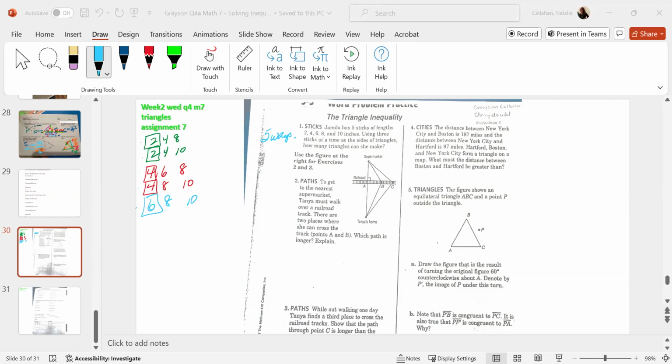But just to make sure, let's go ahead and ask. What are the lengths? 2, 4, 6, 8, and 10. How many different triangles can I make? Oh, cool. I think it's just 5.